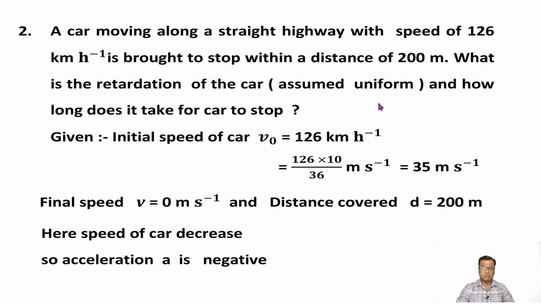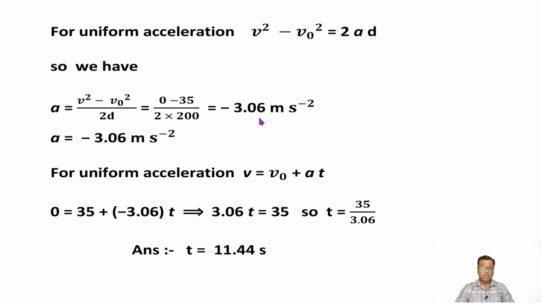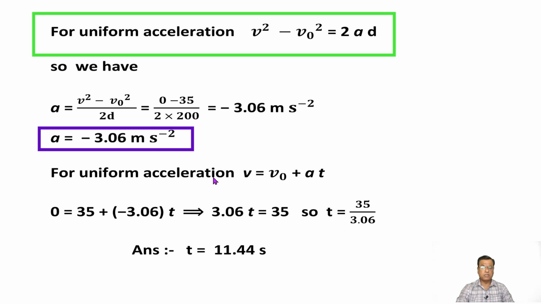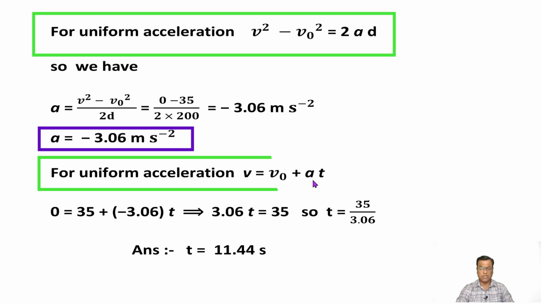Now next question. How long does it take for the car to stop? कार स्टॉप होने में कितना टाइम लेगी? इसके लिए हमें फॉर यूनिफॉर्म एक्सेलरेशन, this is the second formula, final speed equal to initial speed plus acceleration into time. Here time is to be found. So to obtain the value of time, we apply this formula. This is the formula to find time.